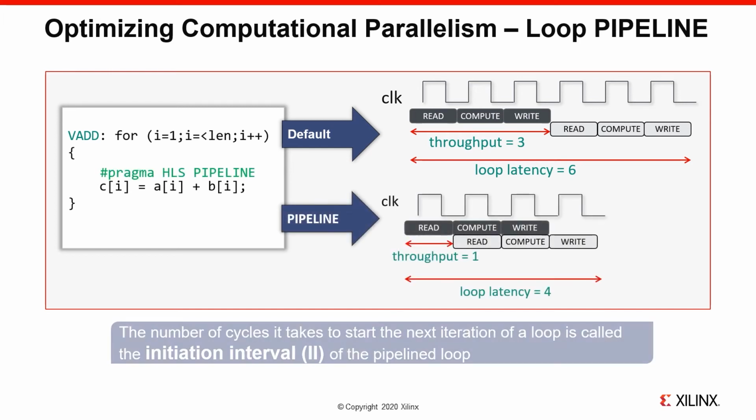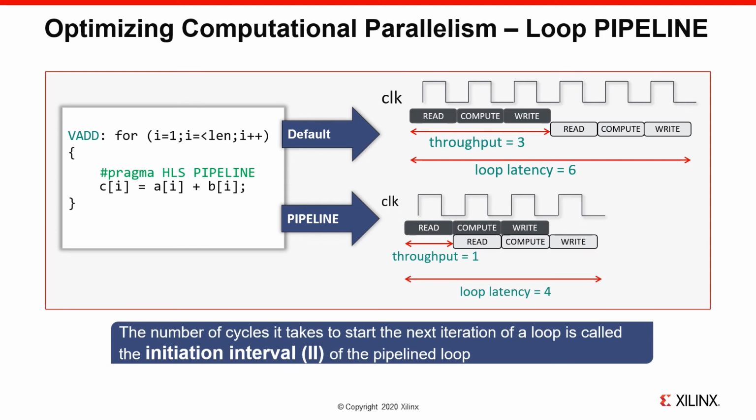Pipelining a loop can be enabled by the pragma HLS pipeline. This means that subsequent iterations of the loop overlap and run concurrently as shown. In this example, the throughput is increased to 1. That is, data is processed on every clock cycle instead of every third clock cycle.